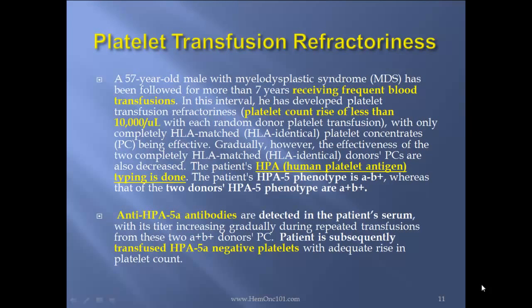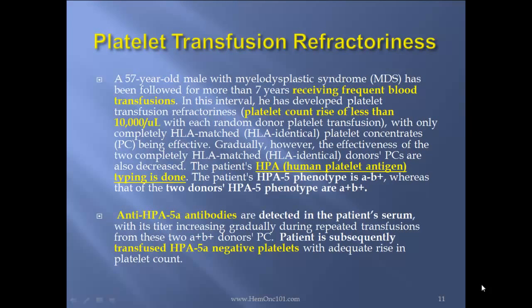The patient's HPA, the human platelet antigen typing, is done. So remember, if the patient becomes refractory to HLA identical platelets, the next testing is you have to test for the HPA, the human platelet antigens. So here, the typing is done. Discover that the patient's HPA5 phenotype is A-, B+, whereas that of the 2 donors' HPA phenotype is A+, B+.